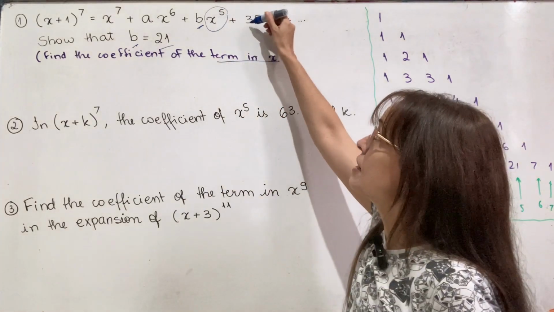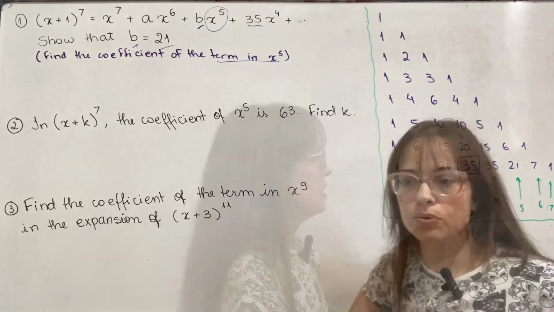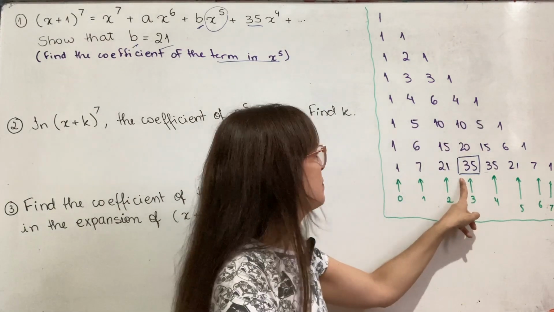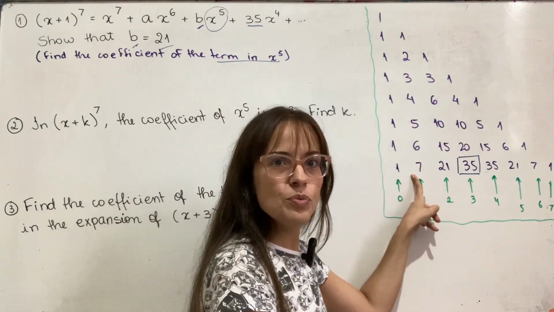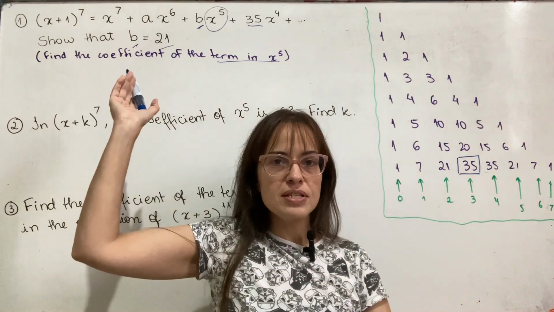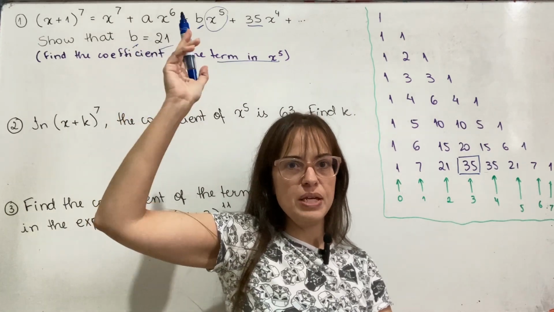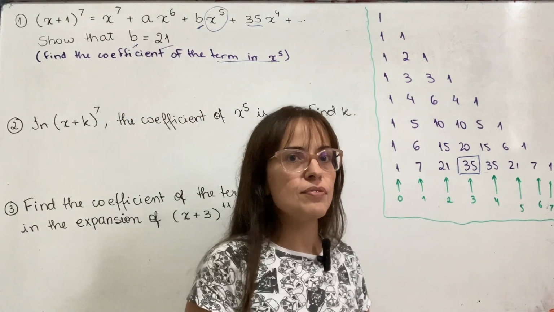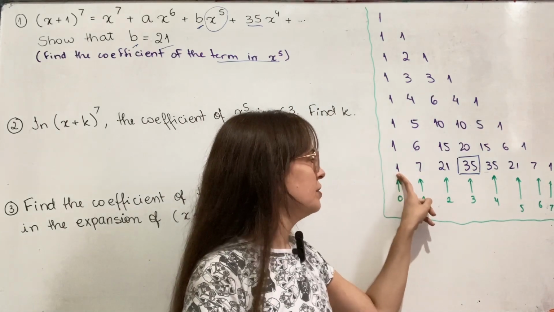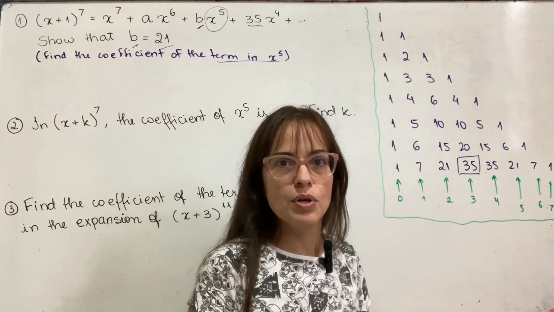He did say that the next one is 35, so I think I can find 35 in Pascal's triangle. Yes, 35 is here in the line of the number 7, which is not surprising. So if we are going in a sequence of coefficients there that starts with 1, then a, b, and then it's 35, well, here it is, 1, a, b, and then 35, so b is 21 like we wanted.